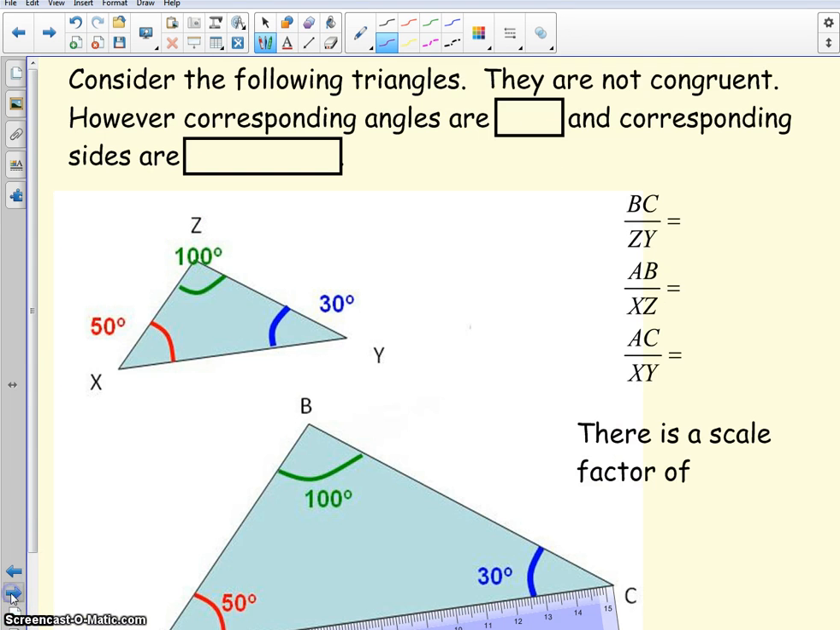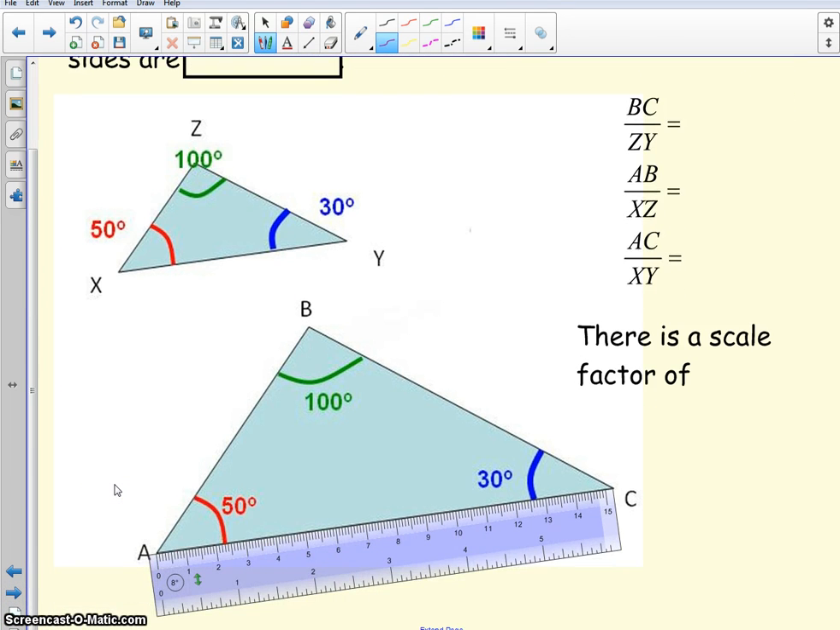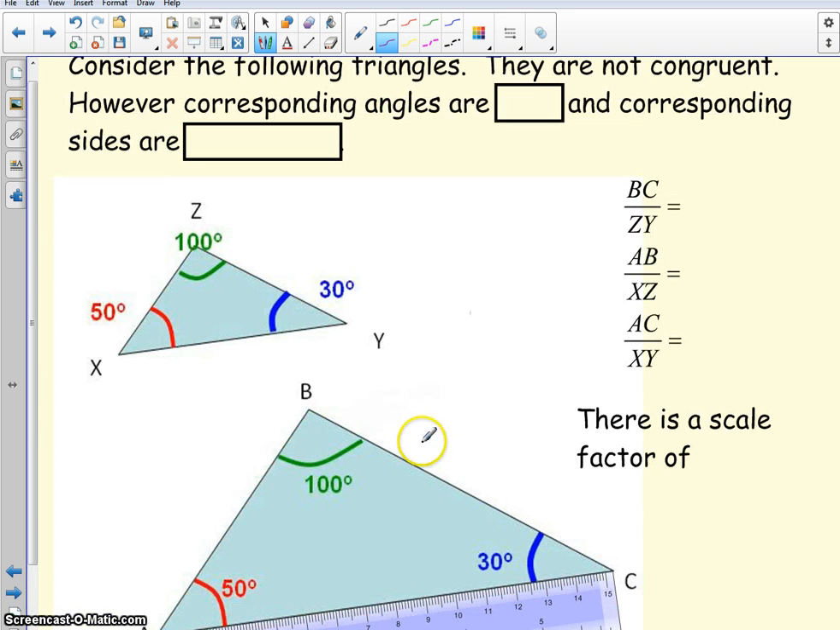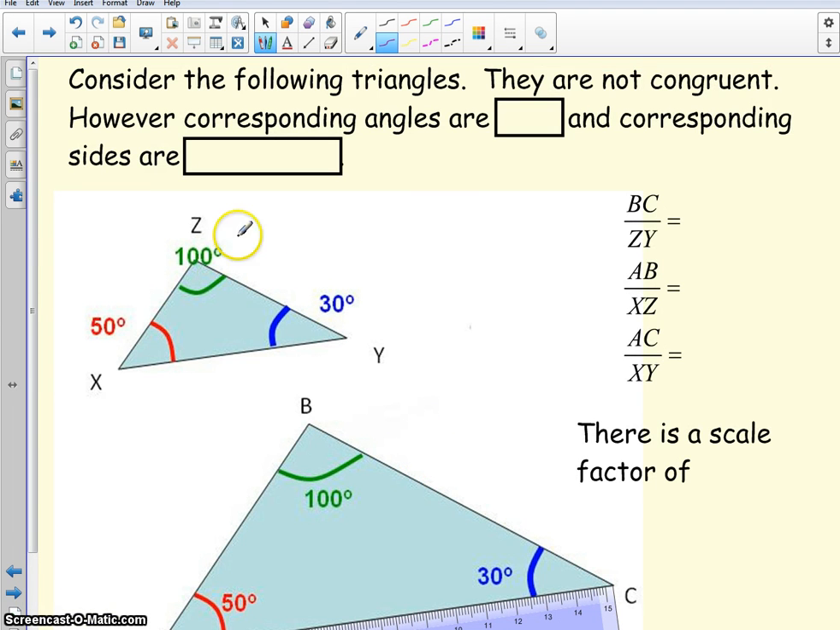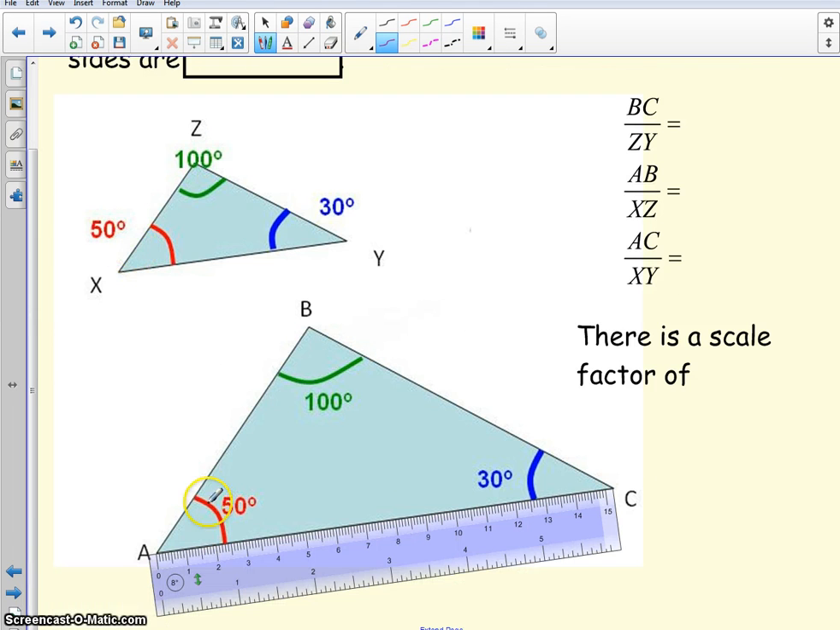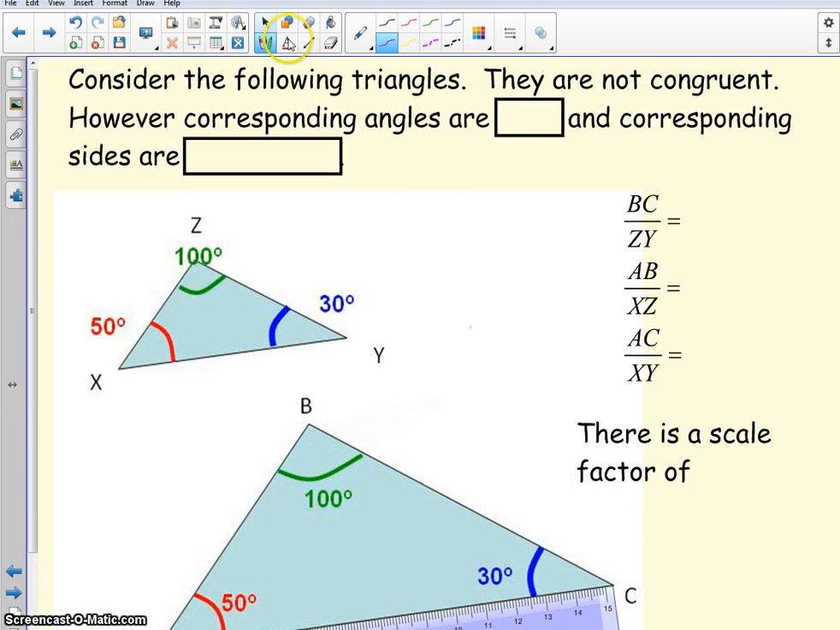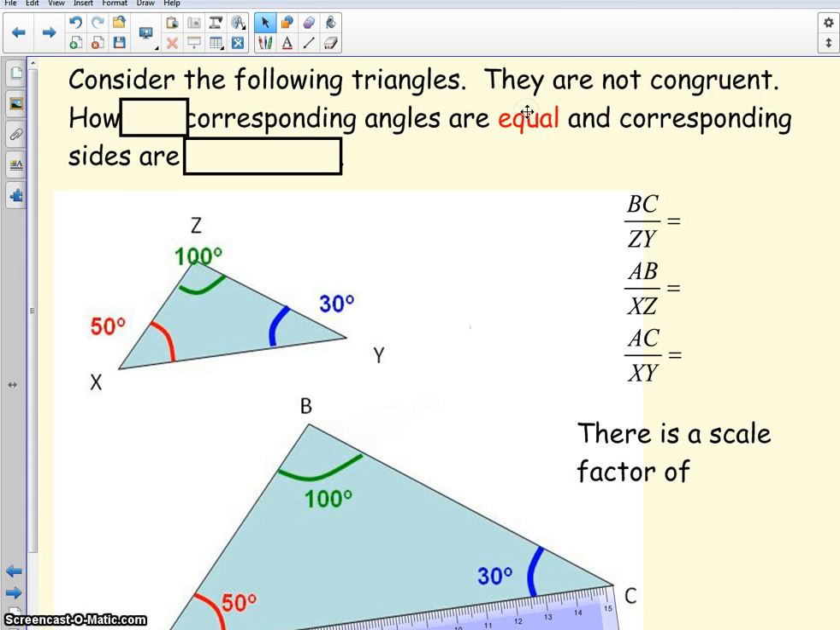What I'm going to show you now are these two triangles, which are clearly not congruent, because they're definitely different sizes. One is clearly larger than the other, but they do have some things in common. If you look, all the corresponding angles are the same. We've got a 50-degree angle, a 100-degree angle, a 30-degree angle in each. So we can say that all the corresponding angles are equal.